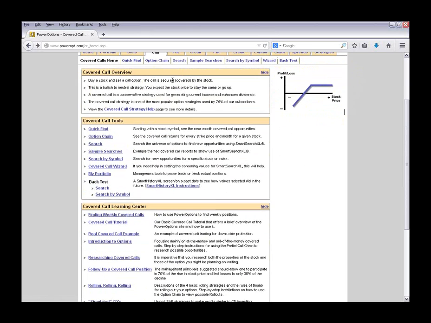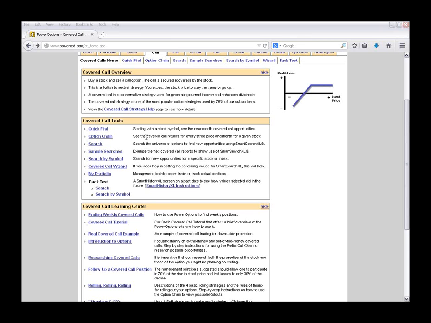Here we see that we have a basic overview pod for the covered calls, just a few basic bullet points. Many of you are probably familiar with those points for the covered call strategy. Then there is a link to a more in-depth strategy help page as well. Below that, you see a description of the basic tools. For covered calls, we offer the Quick Find tool. This allows us to look for positions one stock at a time. And the option chain, which I prefer to use when we look for covered call opportunities one stock at a time.